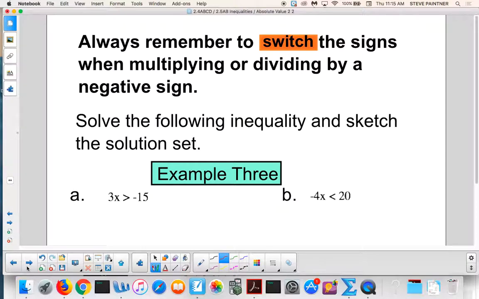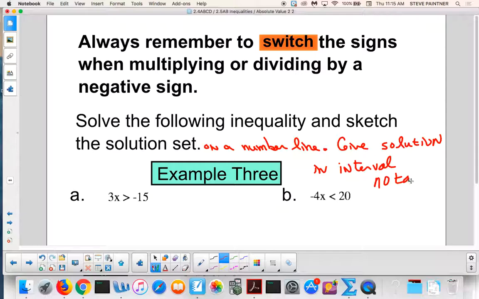Solve the following inequality, sketch the solution set, and I should have said this, on a what? A number line, just like you did yesterday. Oh, and then one more thing. I'd like you to do this today in your assignment, that is, give your answer what? Give solutions in interval notation. If you already forgot this, it's okay. I'll do it with you right now.